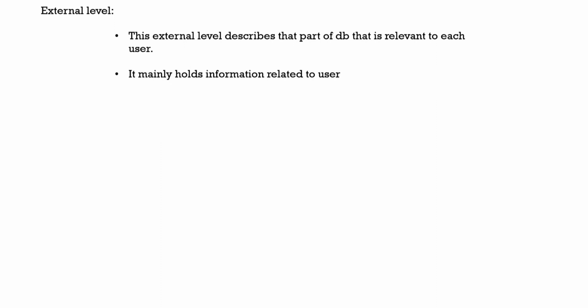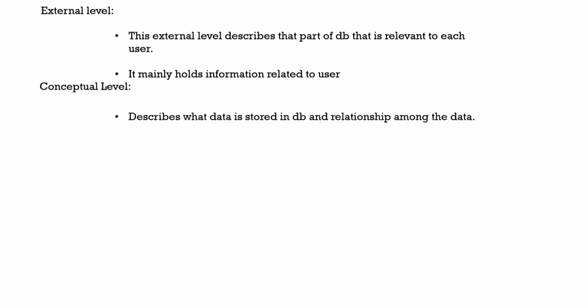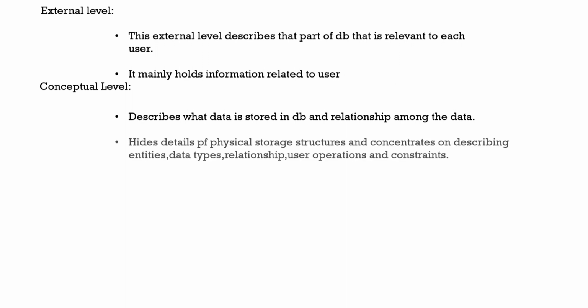The conceptual level describes what data is stored in the database and the relationships among the data. It hides details of the physical storage structures and concentrates on describing entities, data types, relationships, user operations, and the constraints. The internal level is the lowest level of data abstraction.